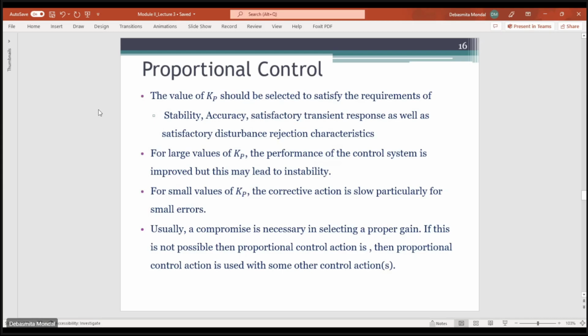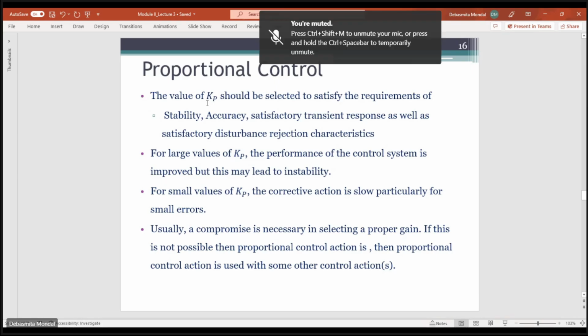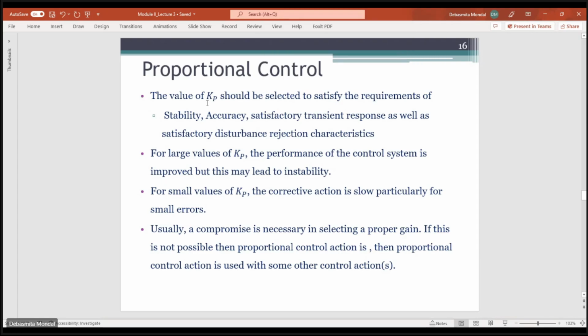So there should be a trade-off in choosing the value of Kp. You have to choose the value of Kp keeping in mind the requirements that need to be satisfied. You have to see what is the stability condition, how much accuracy of the output response you need, and what is the transient response, whether your system can withstand high oscillations or not. These are the parameters which need to be considered for selection of Kp.